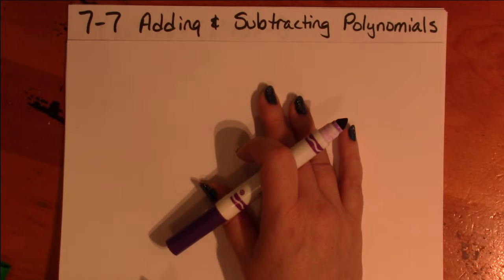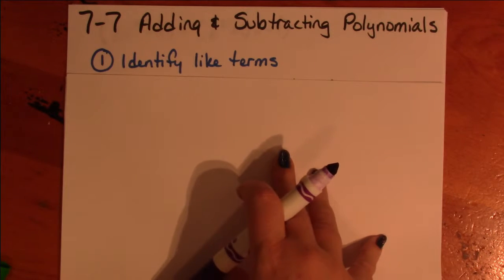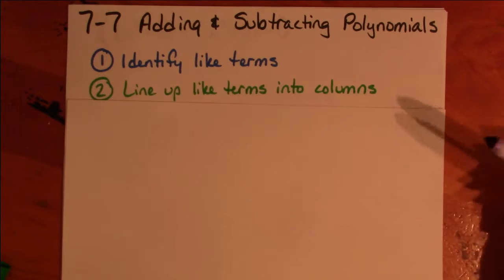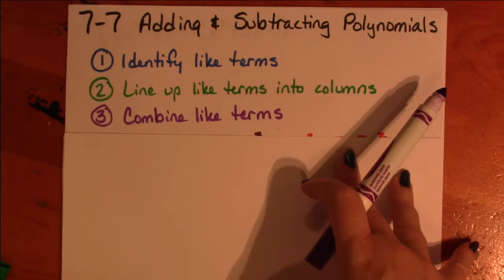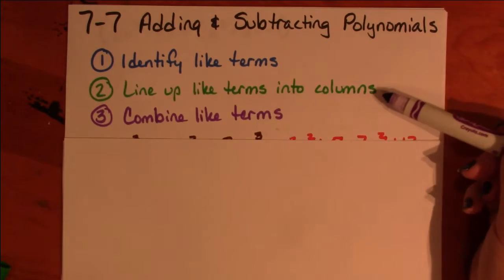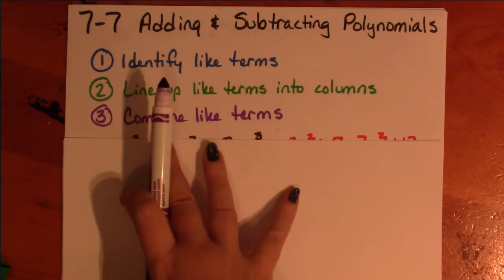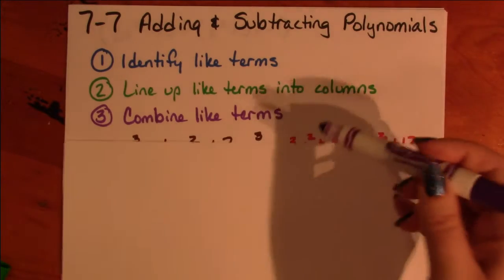Today we're going to be adding and subtracting polynomials. The first thing we're going to do is identify like terms. Then we're going to line up the like terms into columns and combine them. Now, columns is a good way to do it if you've got something really complicated, more than two sets of polynomials, but you can also do it just by looking and by checking them off.